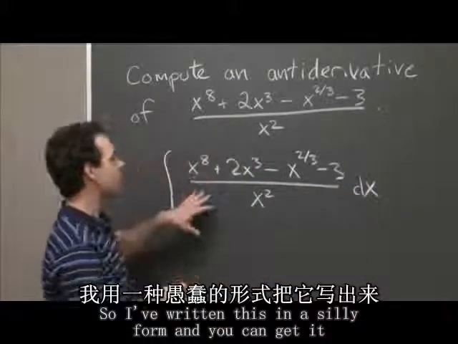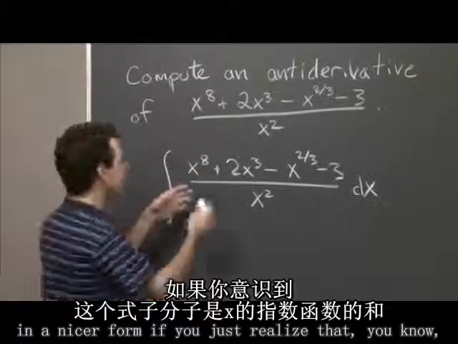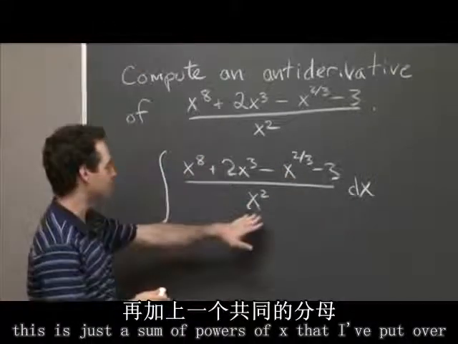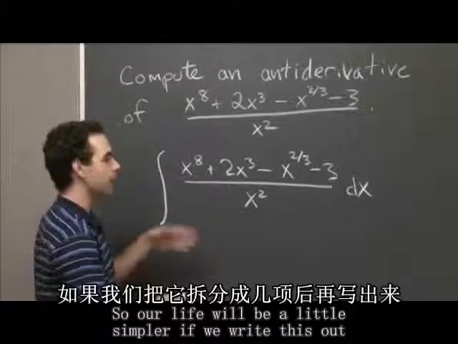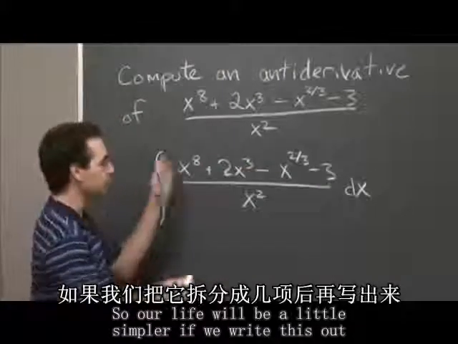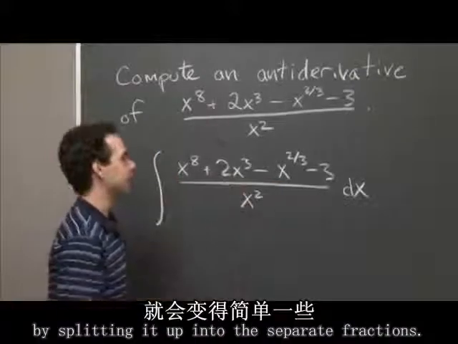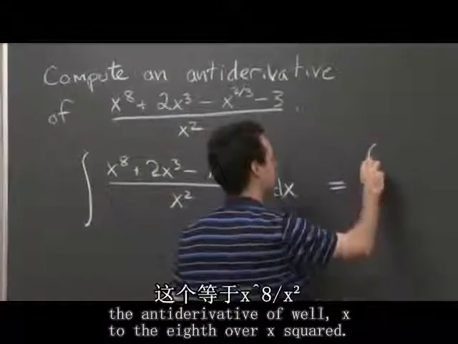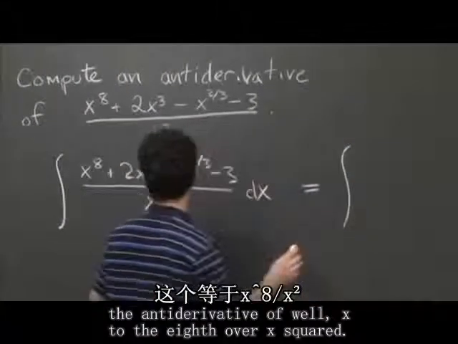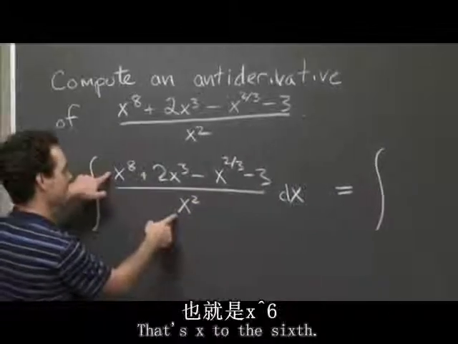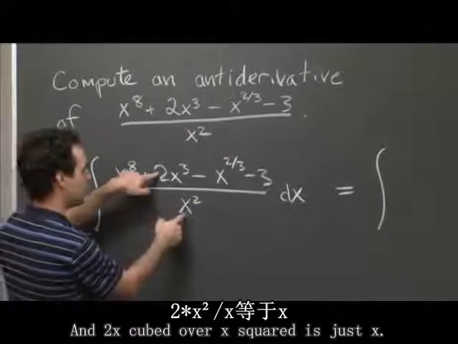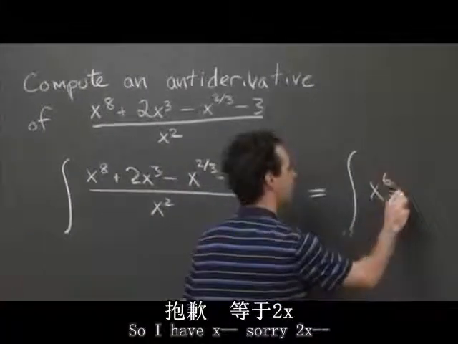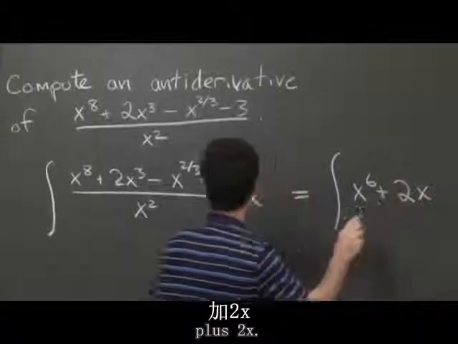I've written this in the silly form, and you can get it in a nicer form if you just realize that this is just a sum of powers of x that I've put over this silly common denominator here. Our life will be a little simpler if we write this out by splitting it up into the separate fractions. If I do that, this is just equal to the antiderivative of x to the 8th over x squared, that's x to the 6th, and 2x cubed over x squared is just 2x.